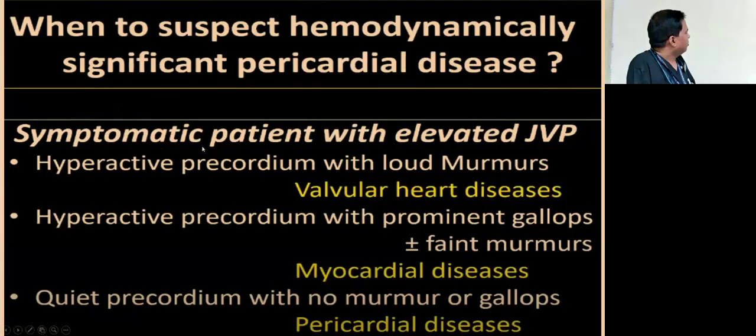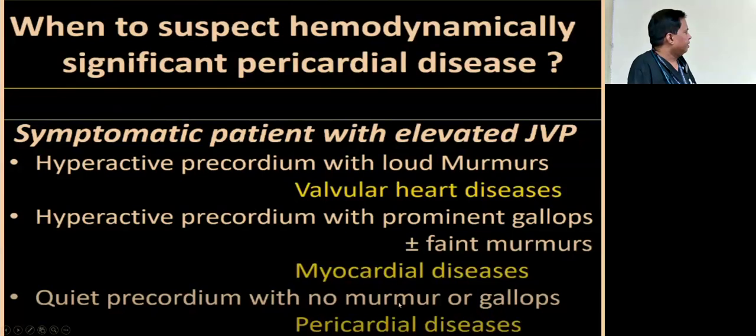Here, in a patient with heart failure with elevated JVP, you examine the precordium: is it a hyperactive precordium or a quiet precordium? So in a pericardial effusion or pericardial disease, if it is a quiet precordium, when there is no murmur, there is no gallop, then there is a possibility that it is a pericardial disease. If it is a hyperactive precordium with a murmur, then you think of valvular heart disease. If it is a hyperactive precordium with prominent gallops, that is added sounds, then you think of myocardial disease.